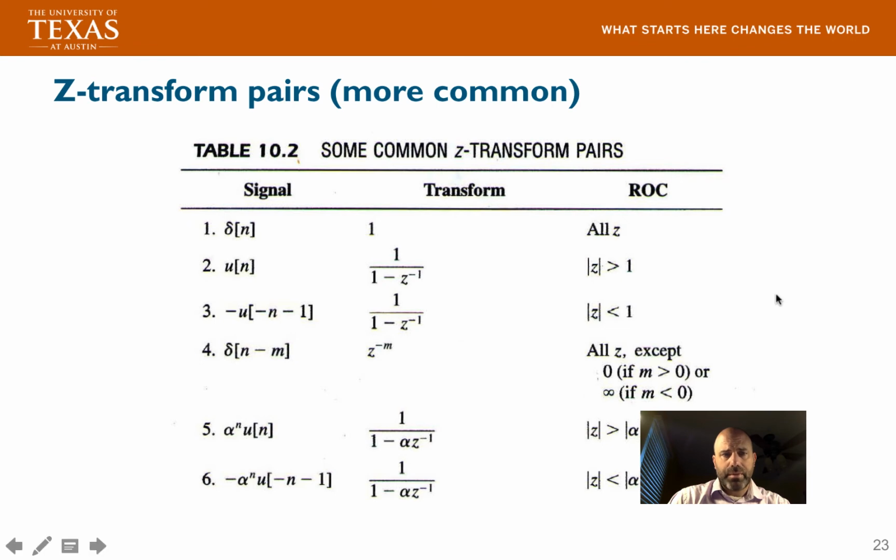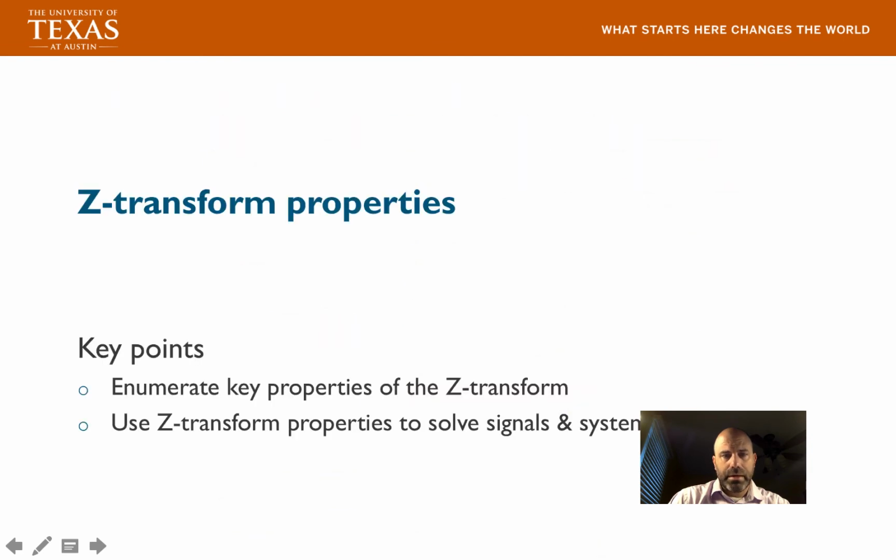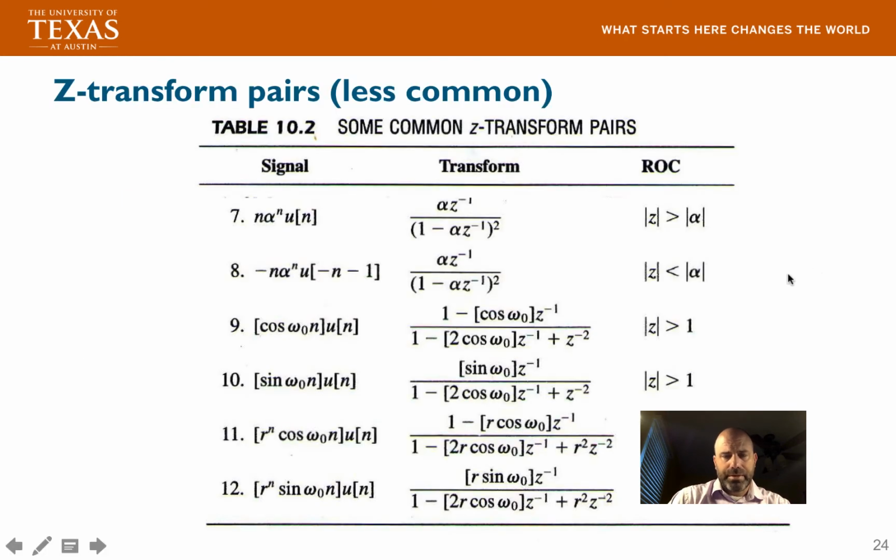So here are some z-transform pairs. These are the most common ones, all the ones that we've done in the lecture here. You can see delta, unit step, minus unit step, shifted delta, alpha to the n, alpha to the minus n, and you can see the region of convergence, all the z's that we have considered. And then here are some less common ones that are just useful to have in table form, but you can see the cosine, the sine, r to the n cosine, r to the n sine here, and these are all the respective transforms. These are transforms that you would be provided in the exam and you might need to use on the final.